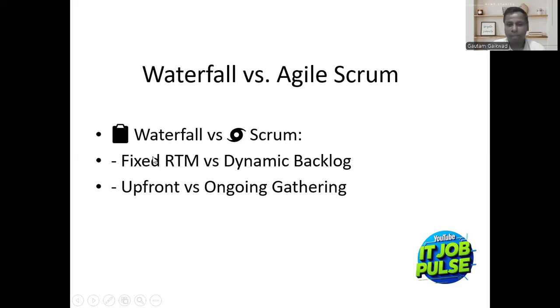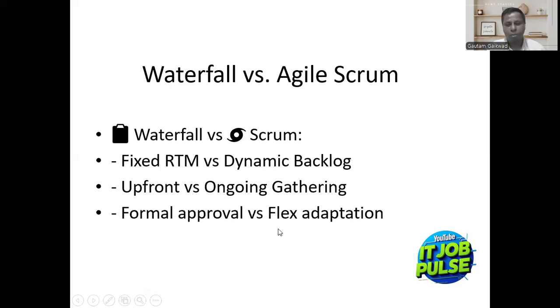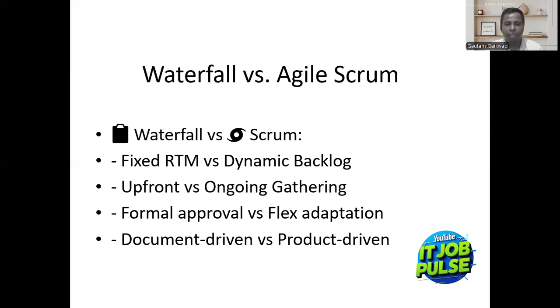So in waterfall it is fixed, and in Scrum it is consistently evolving, changing. Why is it fixed? Because we have captured the requirements upfront. In Agile Scrum, it's ongoing gathering. Formal approvals versus flexible adaptation. Approvals happen in waterfall. But in Agile, it is mostly time-based projects, or the product development, you can call it. So it is flexible and we can adapt as per the change.